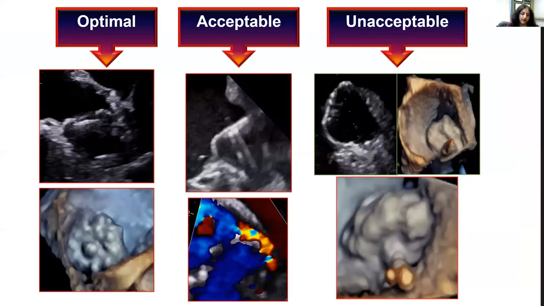What I learned from Watchman is also what I apply to all transcatheter cases, which is the difference between optimal, acceptable, and unacceptable. You can see here that you've got optimal Watchman placement on 2D and 3D. The device is sealing the left atrial appendage at the level of the circ and about 2 centimeters down from the tip of the Coumadin ridge. And you see here in 3D that the entire device is sealing the left atrial appendage.